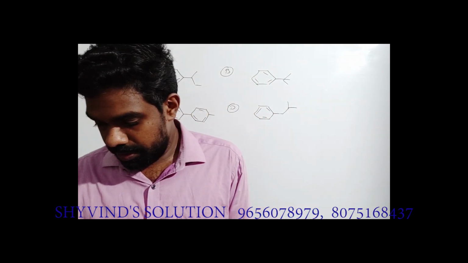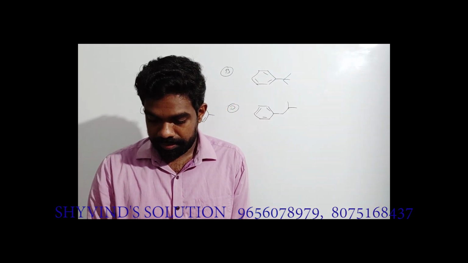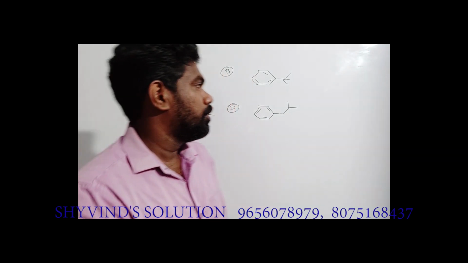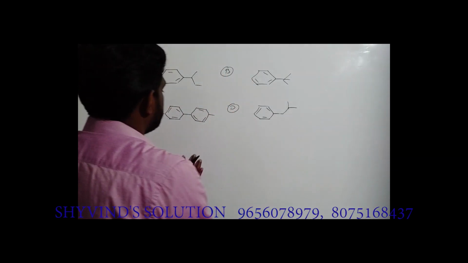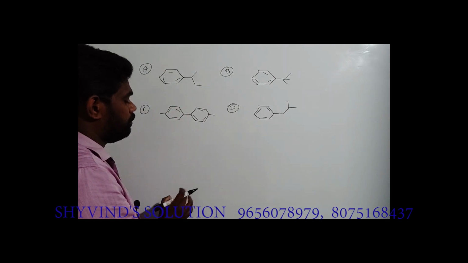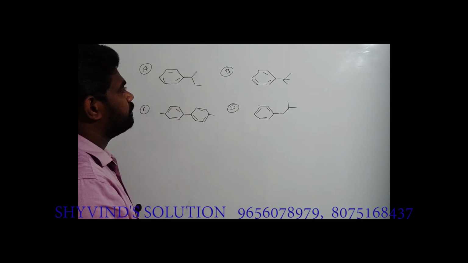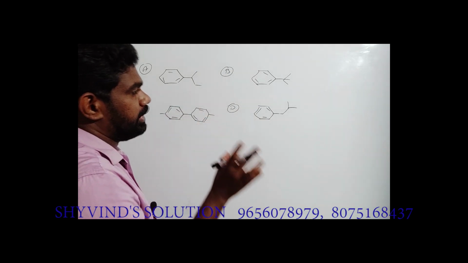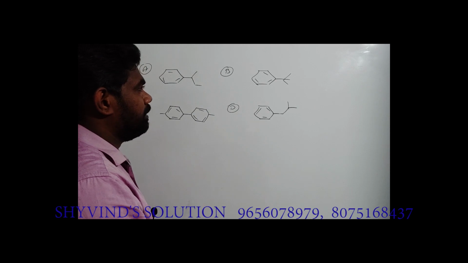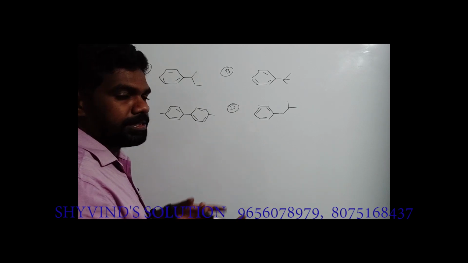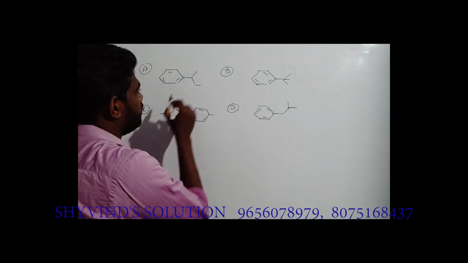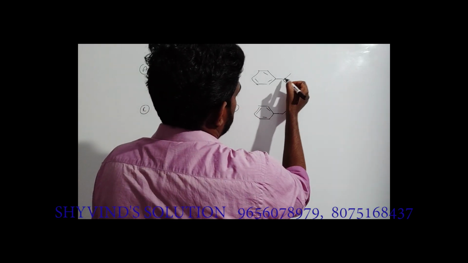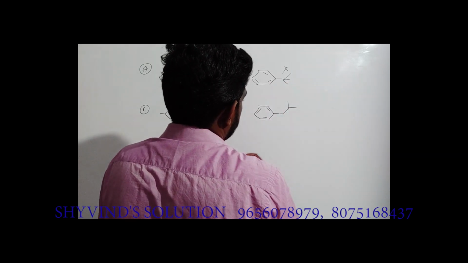Okay, benzoic acid on treatment with KMnO4. So what is the condition for a benzene derivative to convert to benzoic acid in the presence of KMnO4? The idea is we should have at least a benzylic hydrogen, and the benzylic hydrogen should be secondary or tertiary. Okay, so you can see it here. There is no benzylic hydrogen here, so it will not give you.